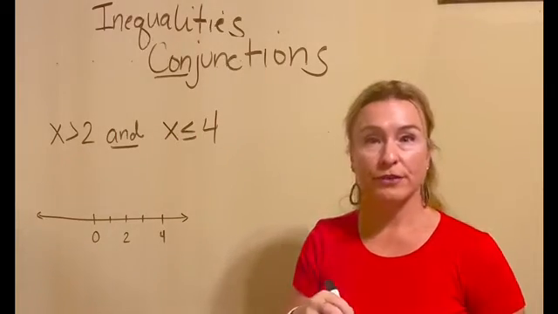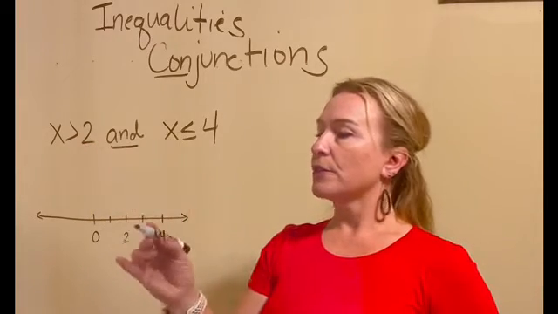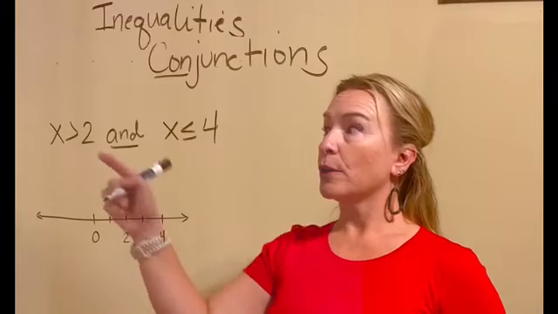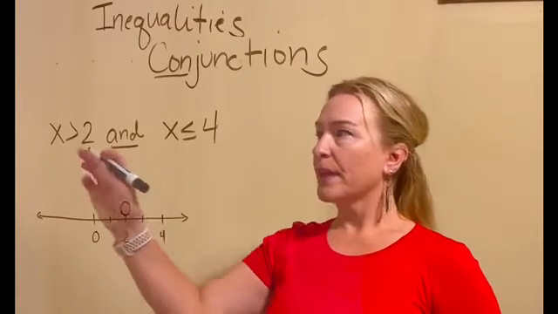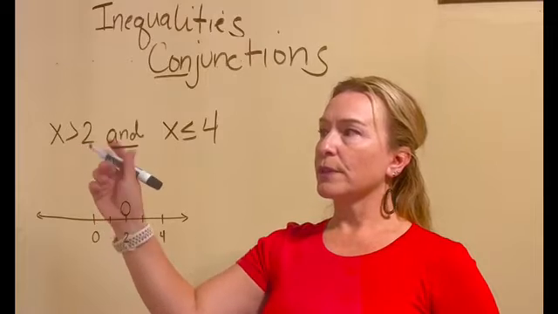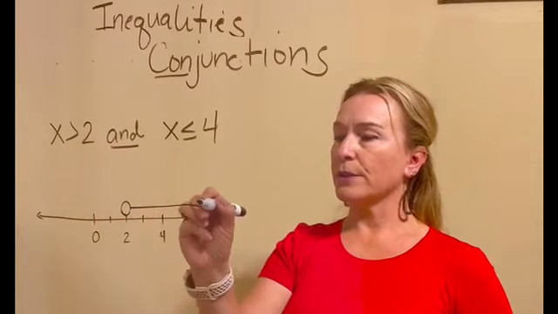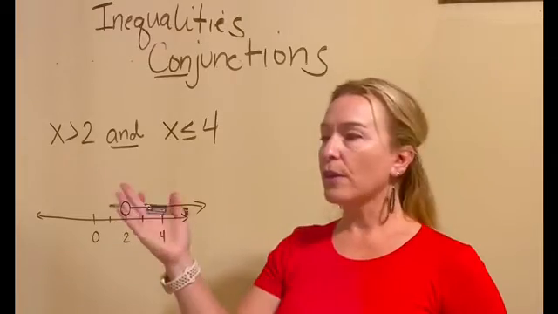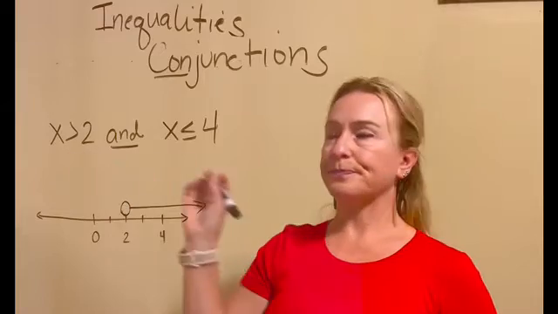So we're going to graph those so we can get a picture. X is greater than 2. So here is my 2. I'm going to put an open circle because 2 is not included in that answer. And x is greater than 2, and the arrow is pointing to the right. So we're going to just loosely put an arrow that's going to the right. So all values greater than 2 are represented by x is greater than 2.